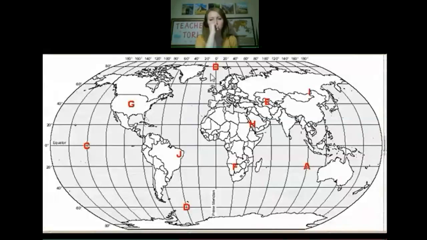Is that east or west of the prime meridian, do you think? That's right, it's west of the prime meridian. So it'd be at 40 degrees north latitude, 100 degrees west longitude.